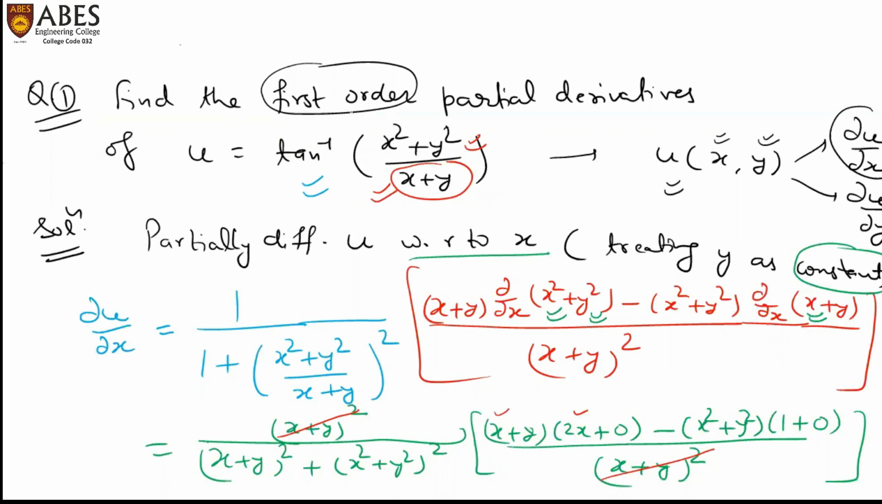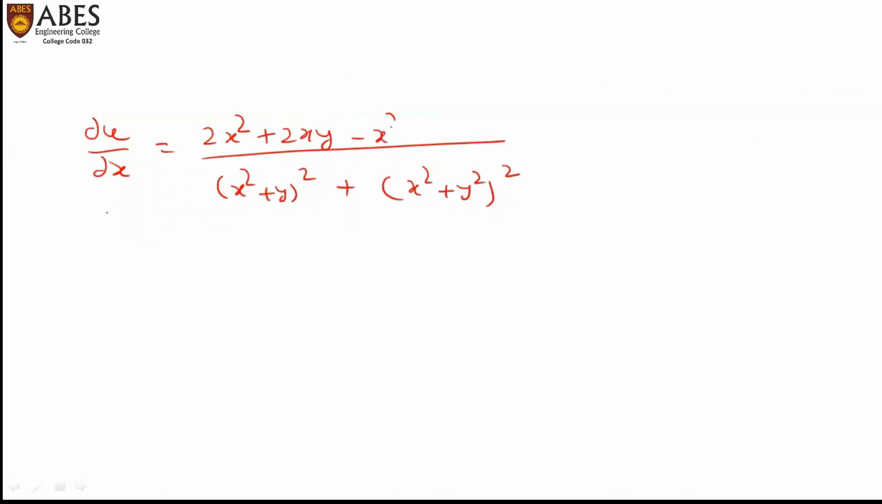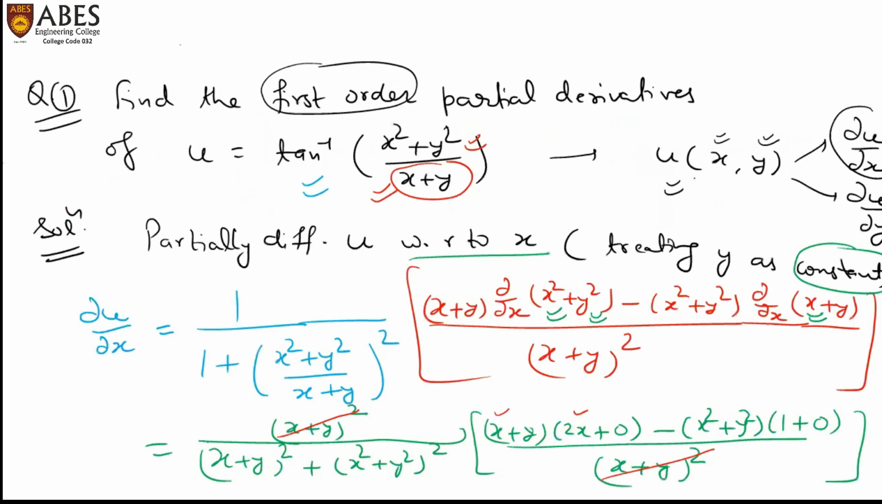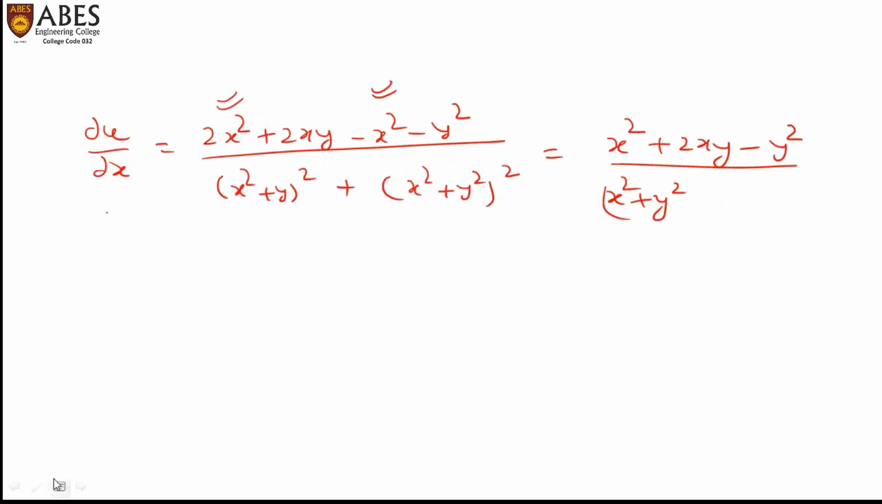Now minus x square minus y square. So the result is 2x square minus x square, which is x square, plus 2xy minus y square, upon (x plus y) whole square plus (x square plus y square) whole square.